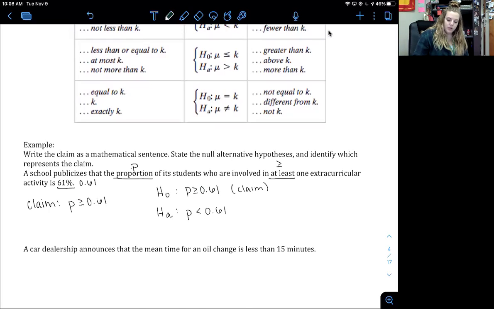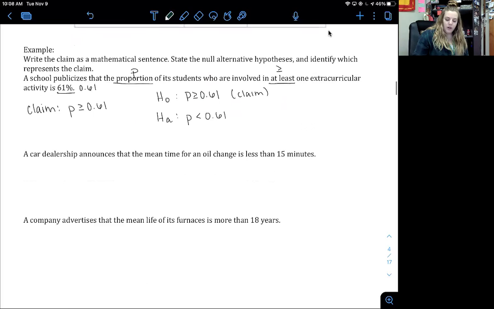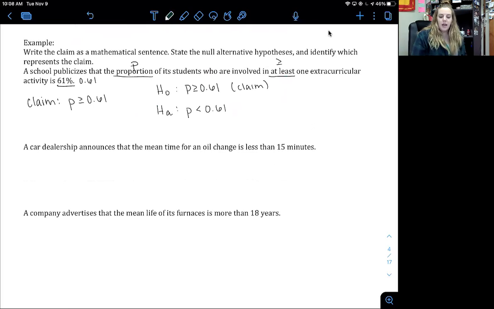Okay. So if you look at the second example, a car dealership announces that the mean time for an oil change is less than 15 minutes. So our claim is always about the population. So here our mean is going to be mu. So mu is less than 15 minutes. So it's less than 15.